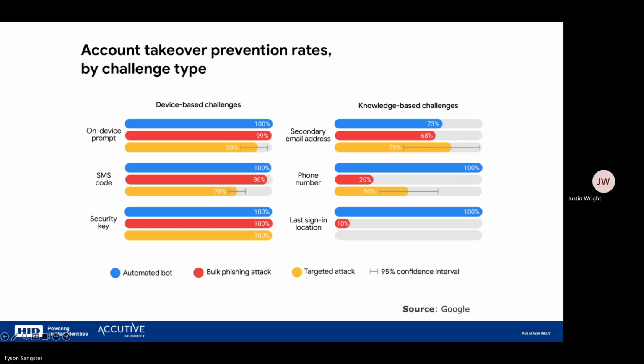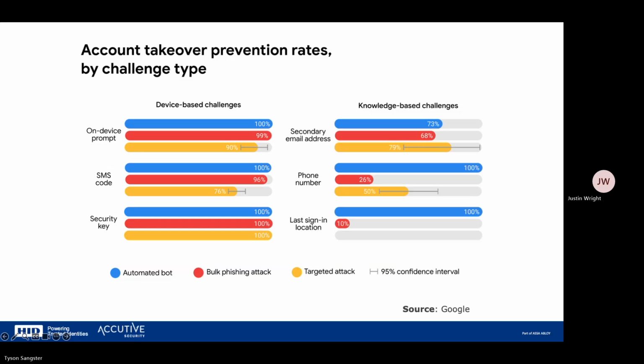I think the most interesting thing here is its user convenience. So we can see all those device-based challenges scoring really highly, but the security key is the only one that actually is the easiest to use. And I think adoption is one of the key elements here.